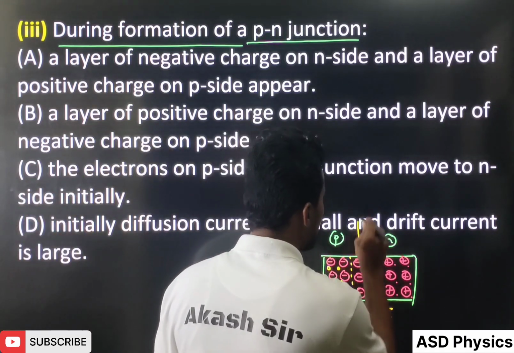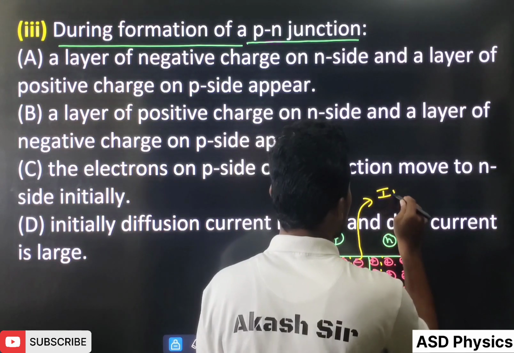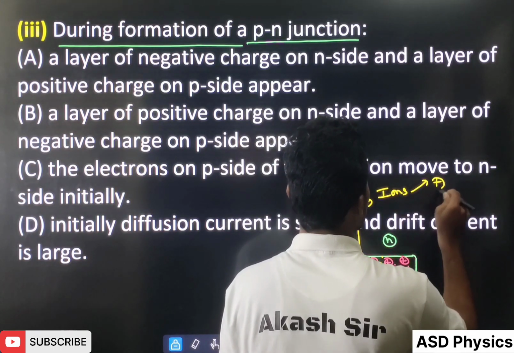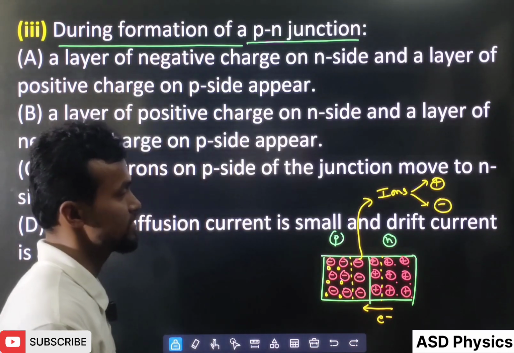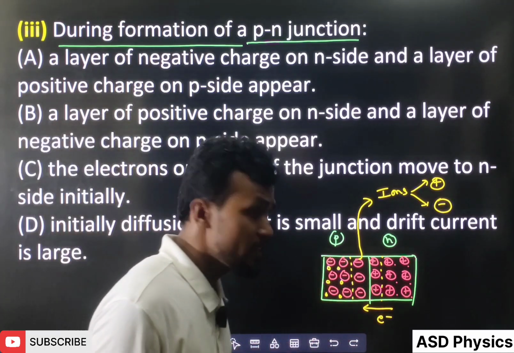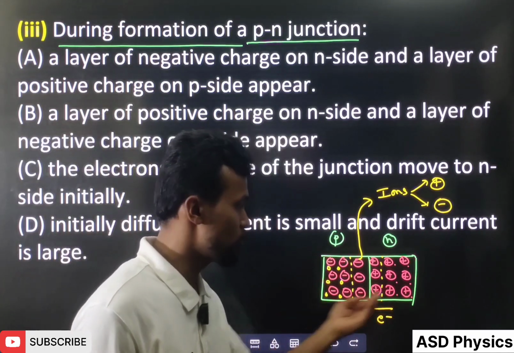Only ions will be there. In a depletion region, only what is there? Ions. Which ions are there? Positive ion and a negative ion. Positive ion on n side, negative ion on p side, is it? Is it? So remember that here what is moving? Electrons are moving, diffusion current.